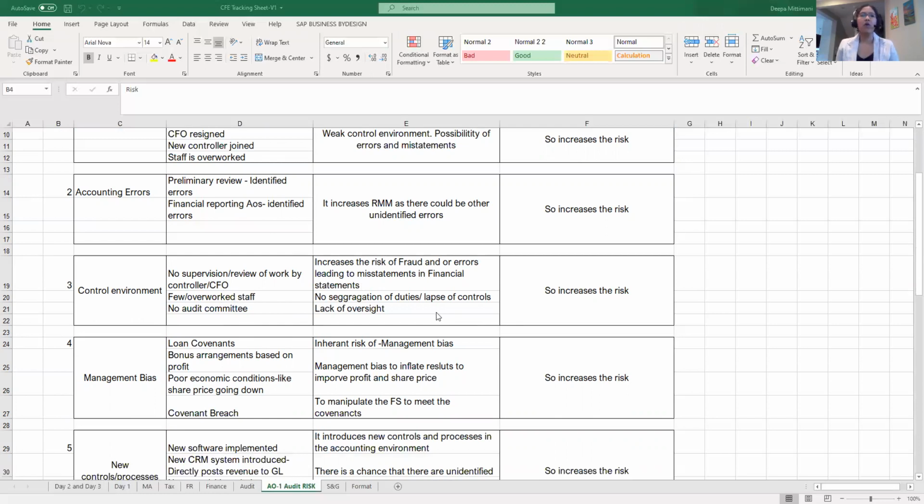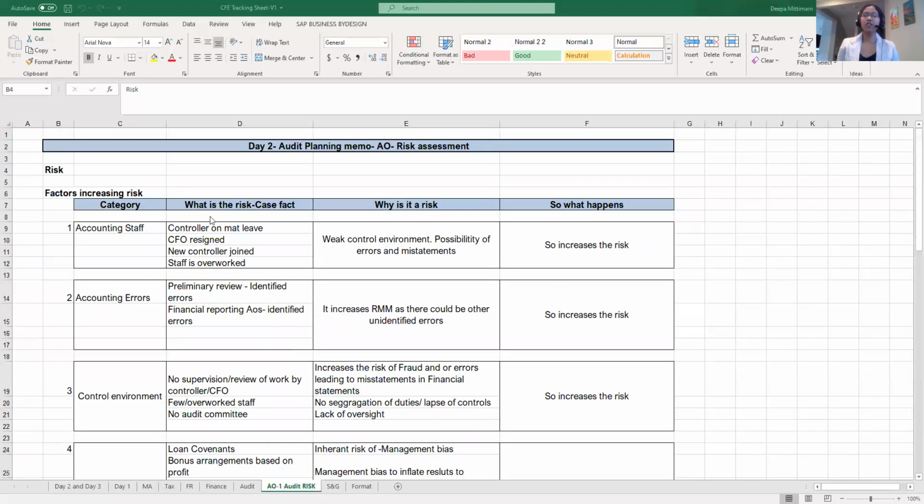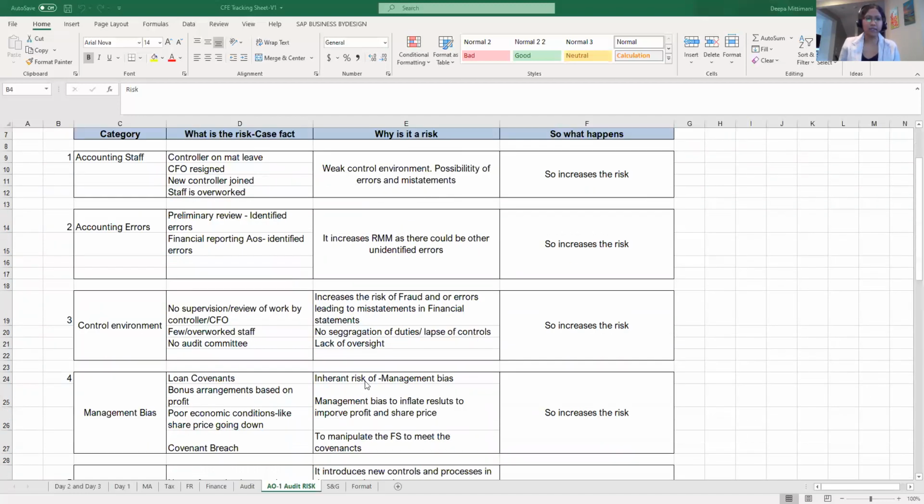So the important point I'm trying to make here is that it is important to write all these three; you can write them in three sentences. What is the risk? Use the case fact. Why is it a risk? Explain the risk: what goes wrong if that factor is missing, and then conclude what that means, so it increases the risk or whatever happens.